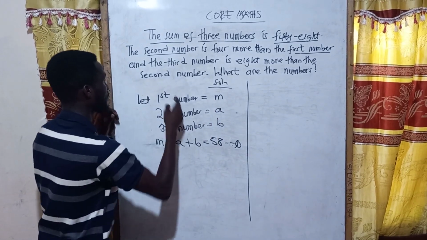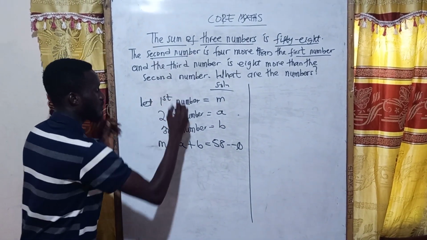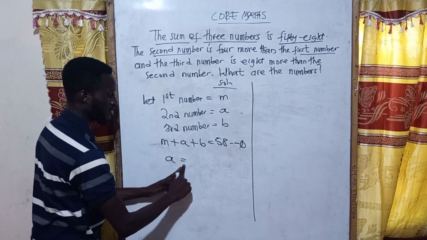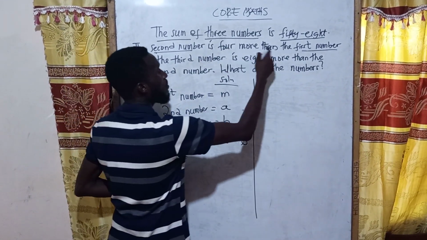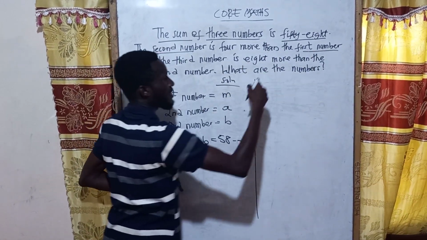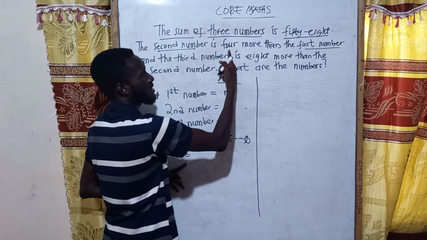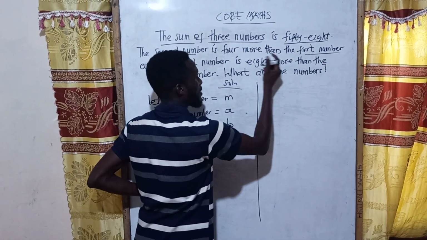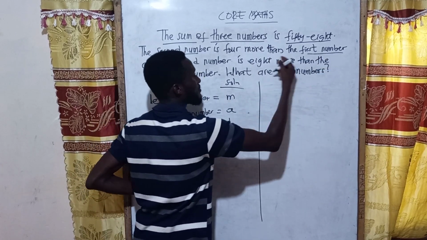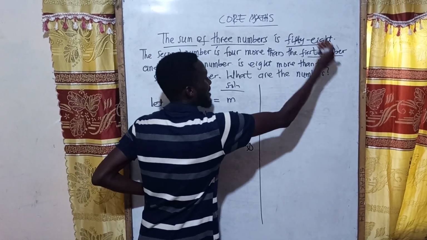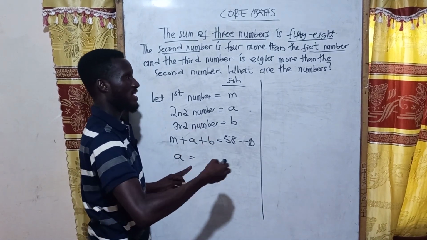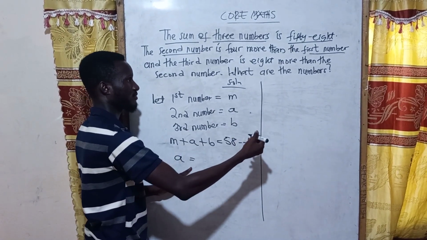Mathematically, the second number, which is a, is equal to 4 more than the first. When we say a number is 4 more than the first, it means that we have to add the 4 to the first number. The more means addition. So 4 more than the first, it means 4 plus the first number. Because the more means addition. More means you are increasing the thing. It is addition. You get it?